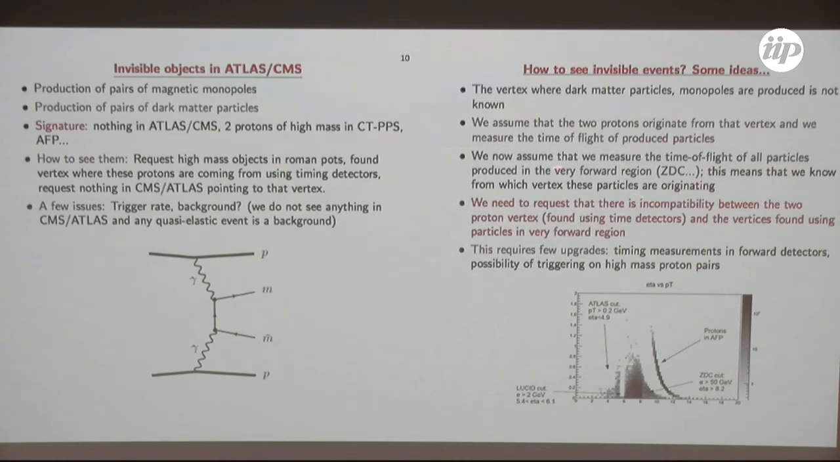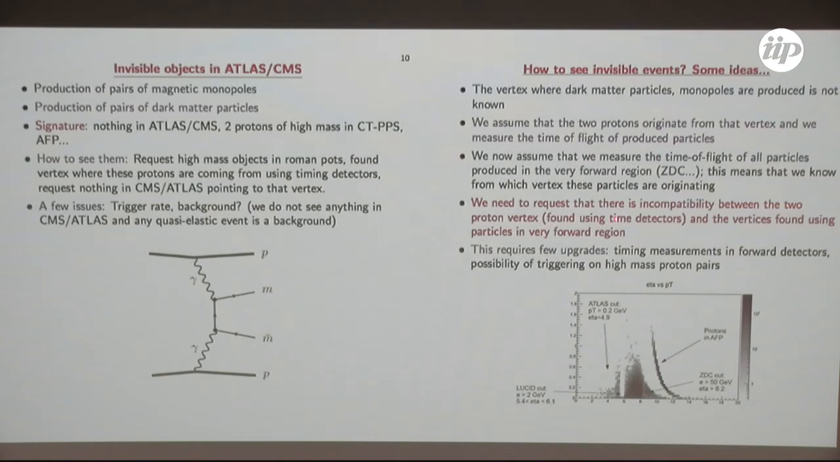And this means that we know from which vertex these particles are originating. So this is the basic idea of this kind of measurement. If we want to get it possible experimentally, it is to measure the time of flight of all the particles that are produced. And in fact, this is what is foreseen in ATLAS and CMS, to install these timing detectors everywhere now, for basically the high luminosity LHC.